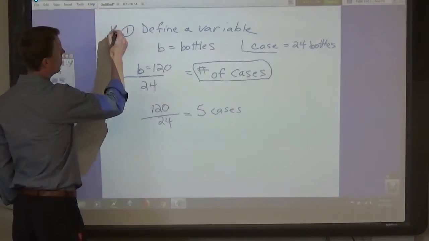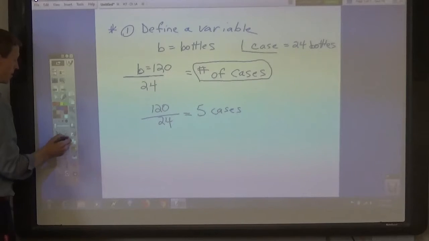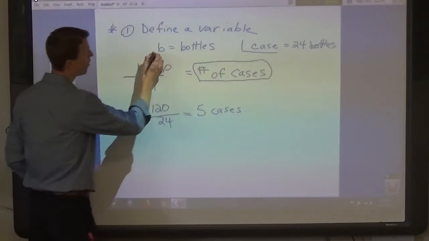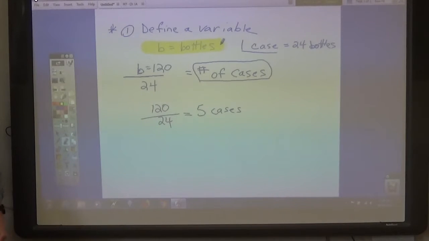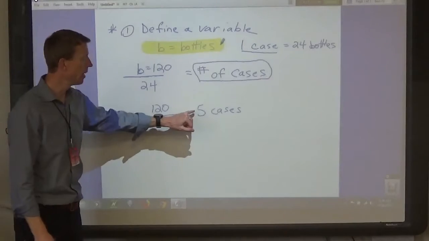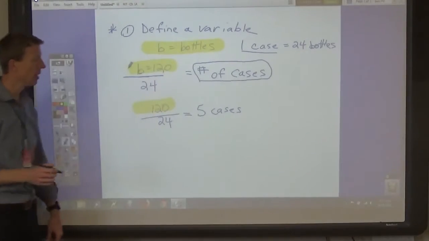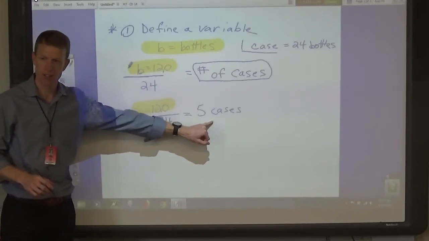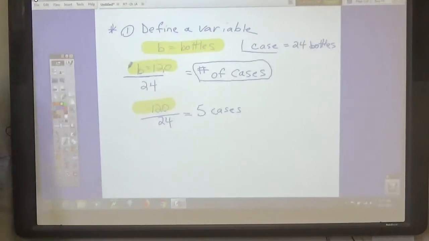So, defining a variable, this is what I want you to remember from this example. Defining a variable means writing what the letter stands for. Okay? Then, what you'll have to do is evaluate an expression. So put in a number that's given in the problem to find an answer. That's called evaluating an expression.